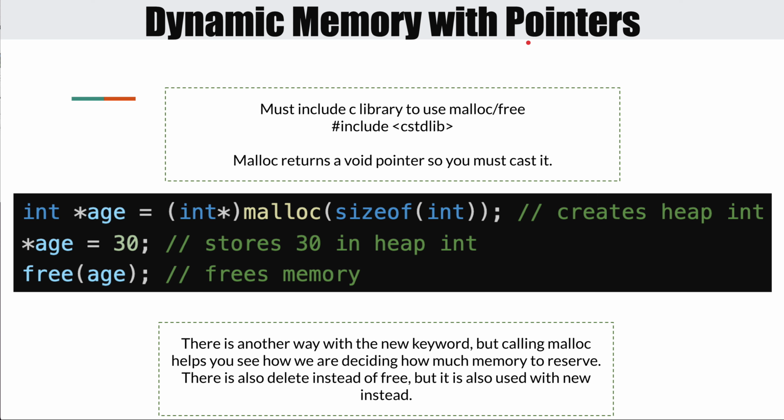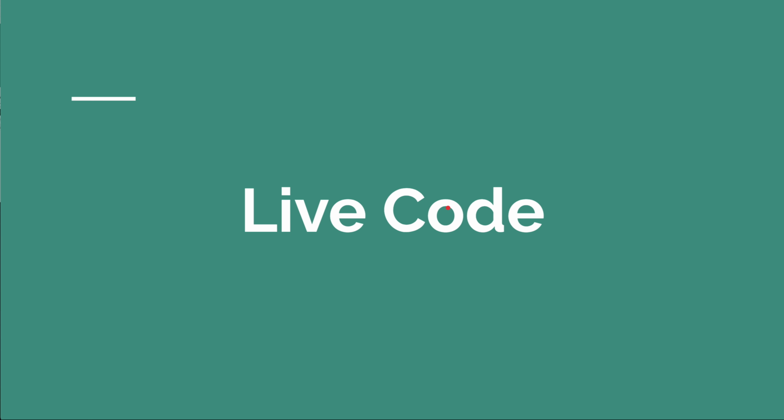Malloc returns a void pointer. So if you want to start creating your own space in there, right, for things that you don't know how big they're going to be until runtime, you have to use dynamic memory. You have to use a pointer. Okay, now I'm going to do this example real quick, so you can see it in action.